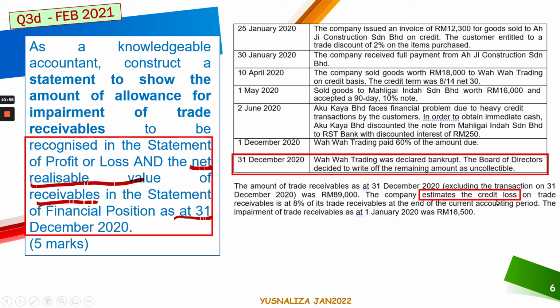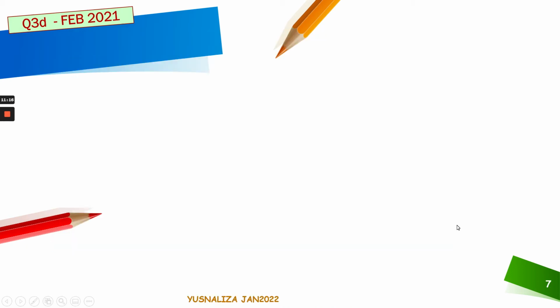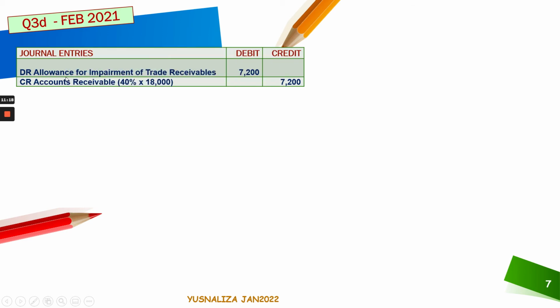The company estimates the expected credit loss to be 8%. So there is no provision matrix being used here. It was just 8% on all trade receivable balances at the end of the current accounting period. And earlier on, we know the impairment of trade receivable, the allowance balance at the beginning of the year for the current year was 16,500. So you are asked to determine that. So earlier on when we were talking about the impairment of receivable, there was a write-off of the bad debts, right?